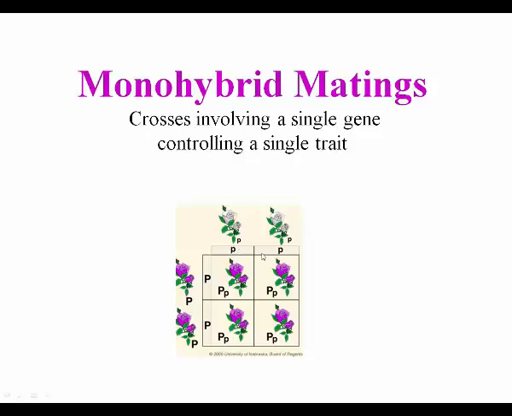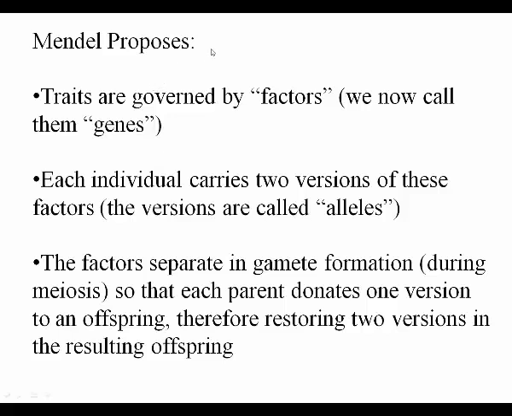I think you're familiar at this point after reading the text with the Punnett square, but we're going to go through that in the lecture as well. After Mendel finished his work, he proposed a number of things. One, he proposed that traits like flower color or seed shape are governed by factors which we now call genes. He proposed that each individual carries two versions of these factors, and we call those versions alleles. Alleles are alternative versions of genes.